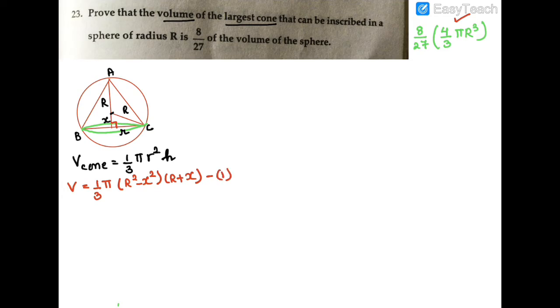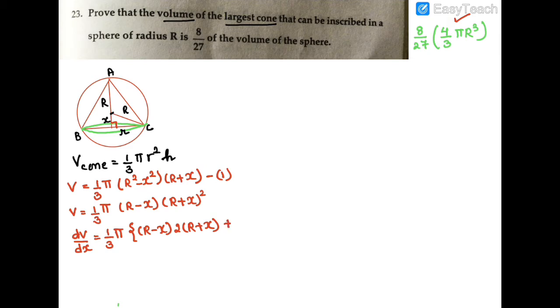If I have the value of x over here, I can write down my answer. Just for my convenience, I am breaking it up, the first part as a minus b into a plus b, so that the power shifts here on top, and then I use the product rule. So dv by dx is equal to 1 by 3 pi, and that's a constant. First function, derivative of second, plus second function and derivative of first, which is a minus 1.